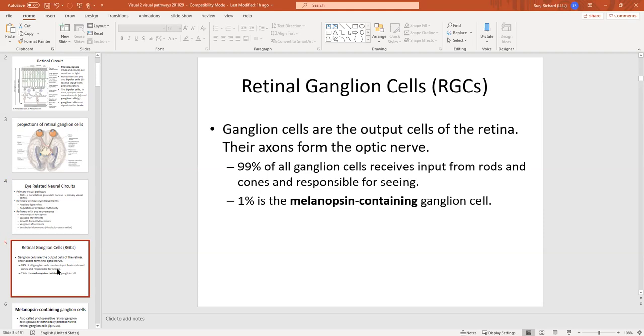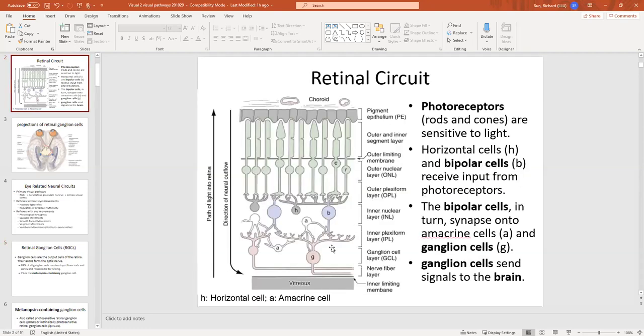These retinal ganglion cells, the majority of them, 99%, serve the role of conducting vision. That's the one that receives signal from the photoreceptor to bipolar to ganglion cell and transduces that signal to the brain. However, there is 1% of these ganglion cells that do not need signal from the photoreceptor. They themselves can detect light. Light shines on it, and that 1% can transduce that light into an action potential and send it to the brain.